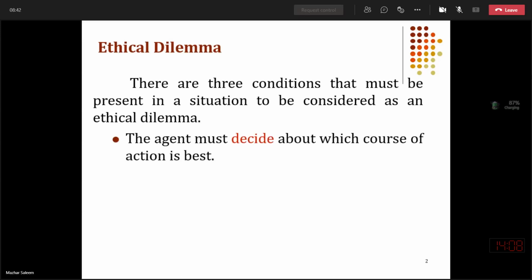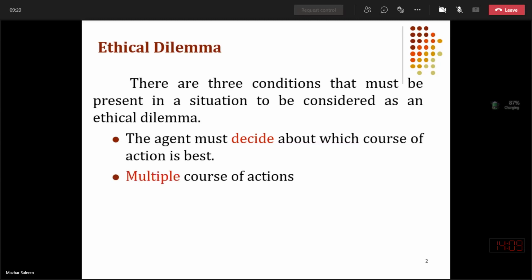The first condition is the agent must decide about which course of action is best. Here by agent we mean the person or the individual who is in that situation. And in this point, the emphasis is on decide. It means that if you are in a difficult situation, but it is possible to remain in a condition of indecision, then that is not considered as ethical dilemma. So for ethical dilemma, you must be in a situation where you have to make a decision. Decision is mandatory. Okay.